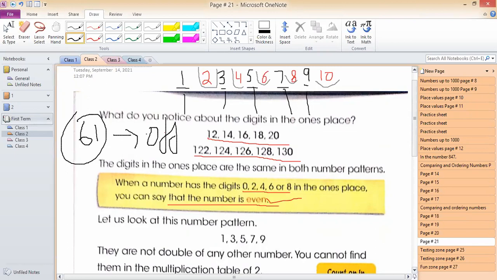So what you have to do, guys, is practice. If the last digit is 1, 3, 5, 7 or 9, that number is odd. If the last digit of any number is 0, 2, 4, 6 or 8, that means it is an even number. At home, you have to ask your mother or your father to give you a number, and you have to identify whether the number is even or odd. We will do more practice for even numbers and odd numbers in the next class, guys.